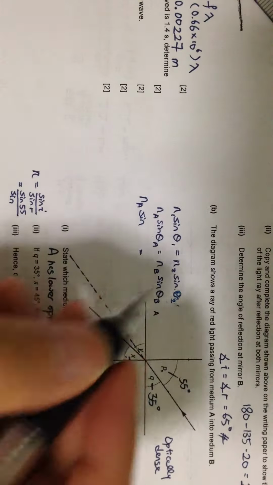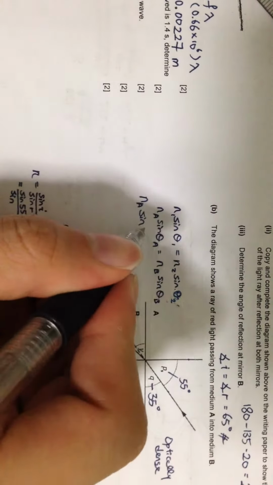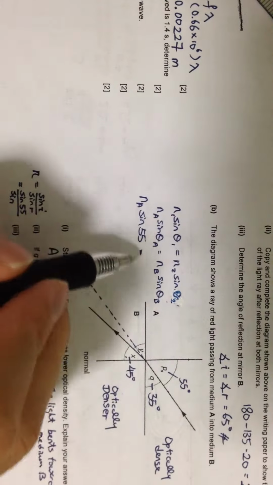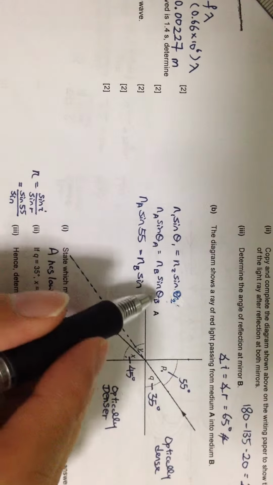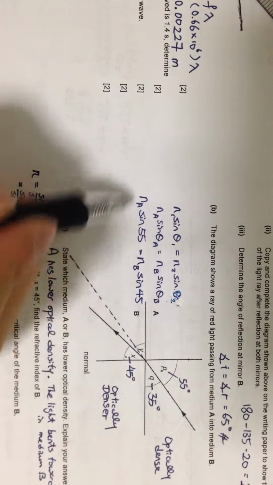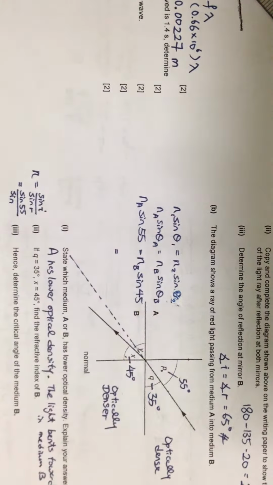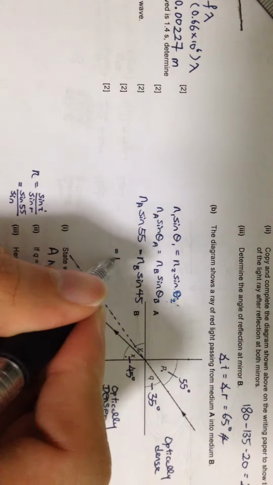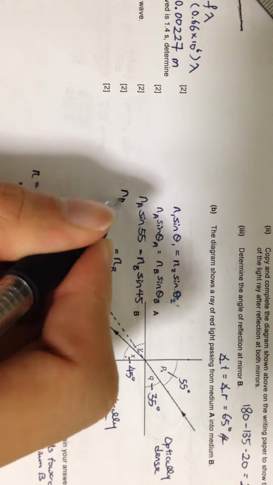I'm trying to illustrate to you why this one would not work unless medium A is air. I'm just trying to give you more information because you are doing pure science. So just put it in. NB you do not know. So sine theta B is the angle in medium B, which is 45. Now if you look at this, since you want to know the refractive index of medium B, you just make NB the subject and you will get this.